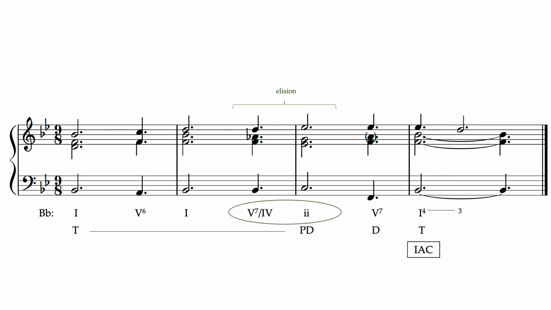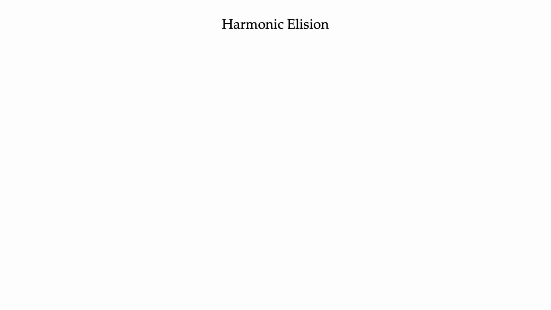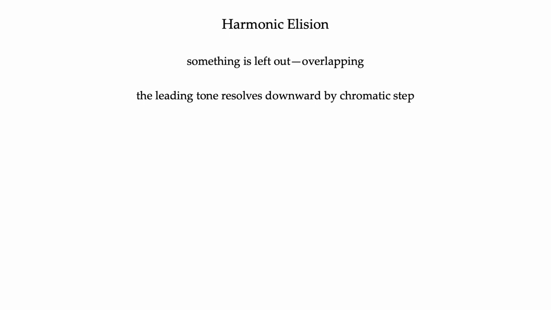So then let's review real quick what's overall going on. Harmonic elision, essentially, or elision at large, we're talking about something being left out or an overlapping occurring. With harmonic elision, we're talking about a chord resolution being left out. And in some cases, the leading tone resolves downward by a chromatic step, as we saw into those chordal sevenths. That's really common when I'm thinking harmonic elision.